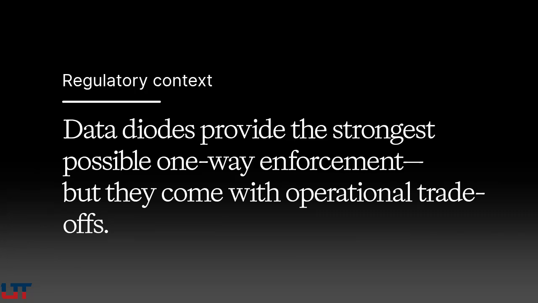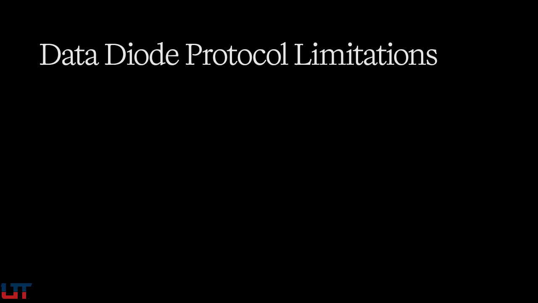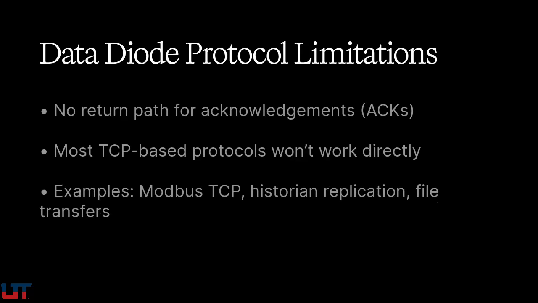So data diodes provide the strongest possible enforcement of one-way data flow, but they come with some operational trade-offs. Because the return path doesn't exist, protocols that rely on acknowledgement, which is most TCP-based protocols, don't work directly through a data diode. You can't use standard Modbus TCP, standard historian replication, or standard file transfer protocols through a data diode because all of these require the receiver to send acknowledgments back to the sender.